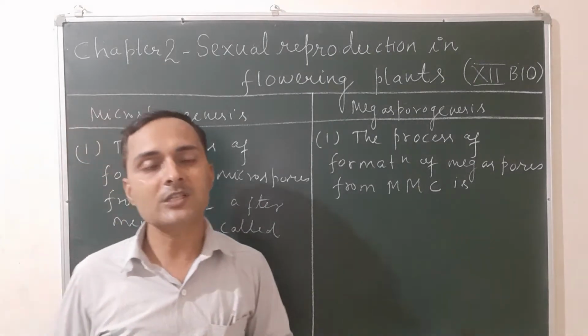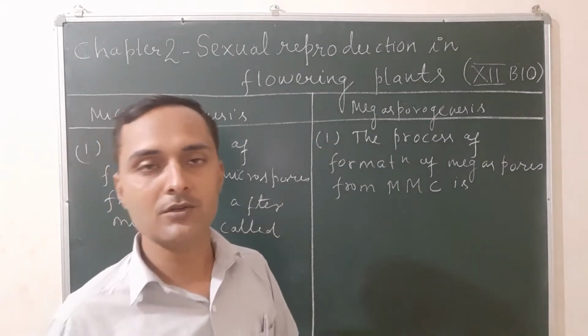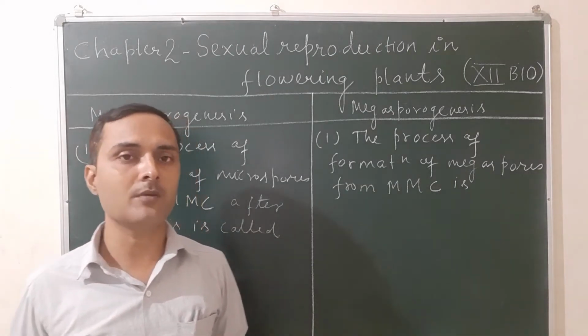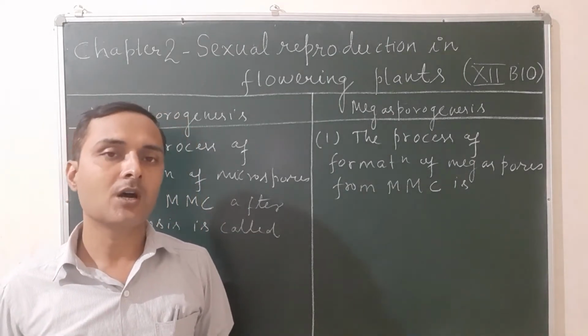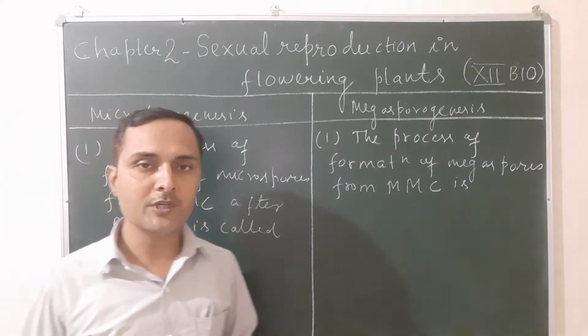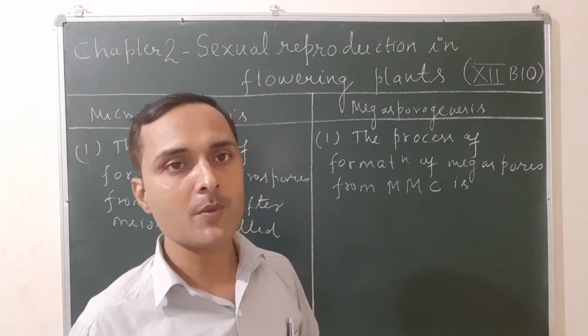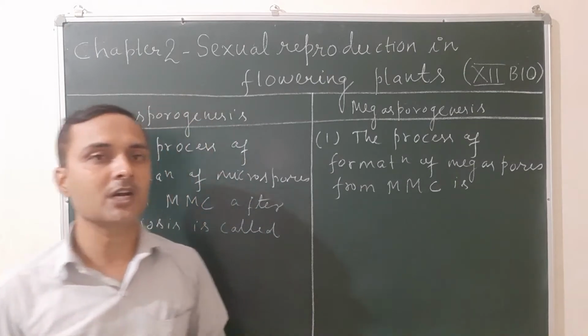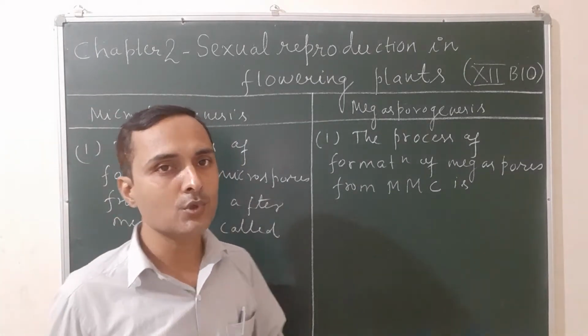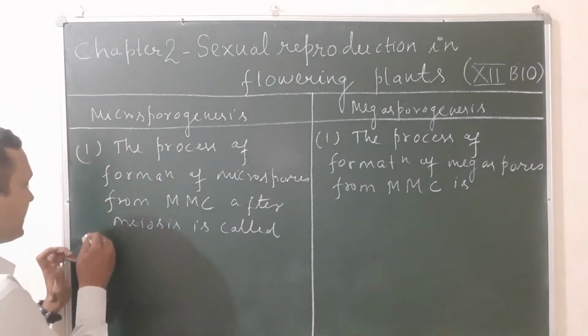First, what is microsporogenesis? That you already know. The process of formation of microspores from microspore mother cell after meiosis division is called microsporogenesis. And what is megasporogenesis? The process of formation of megaspores from megaspore mother cell after meiosis division is called megasporogenesis. Now the second difference, on the basis of site.